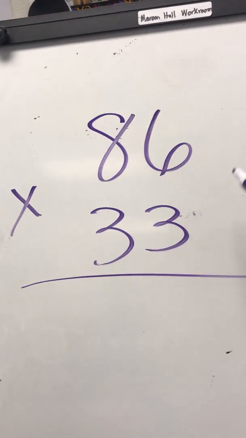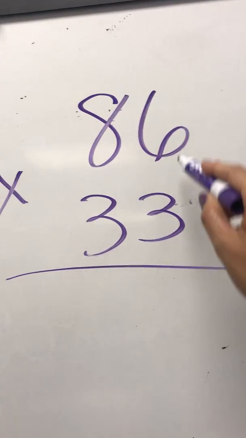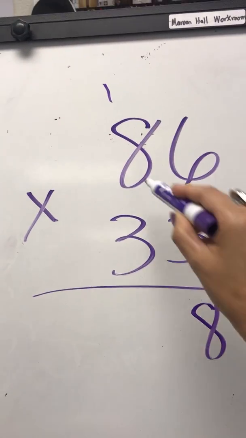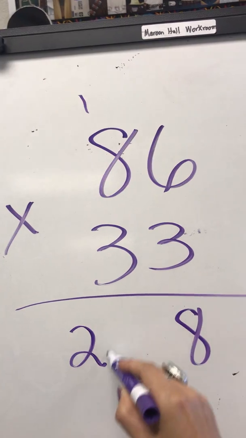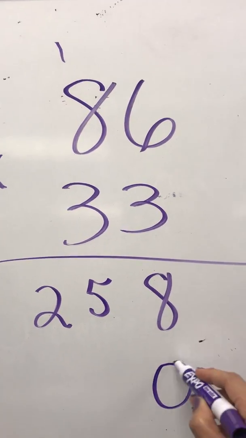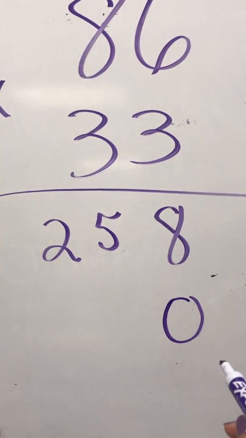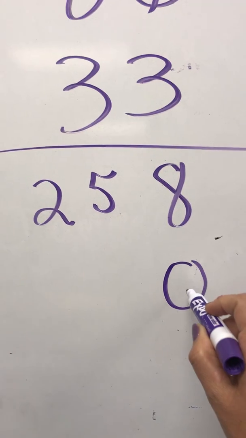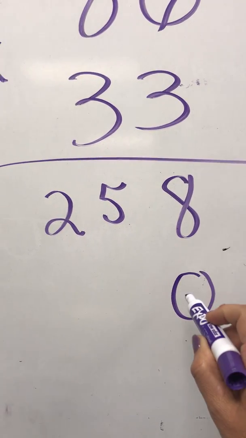But the way you and I did it was 86 times 33, and we would multiply 3 times 6 is 18, and 3 times 8 is 24, plus 1 is 25. Then we were told to put a 0 here. We call it the placeholder. Here's the problem. That's something that a lot of kids forget to do, and let me tell you why.